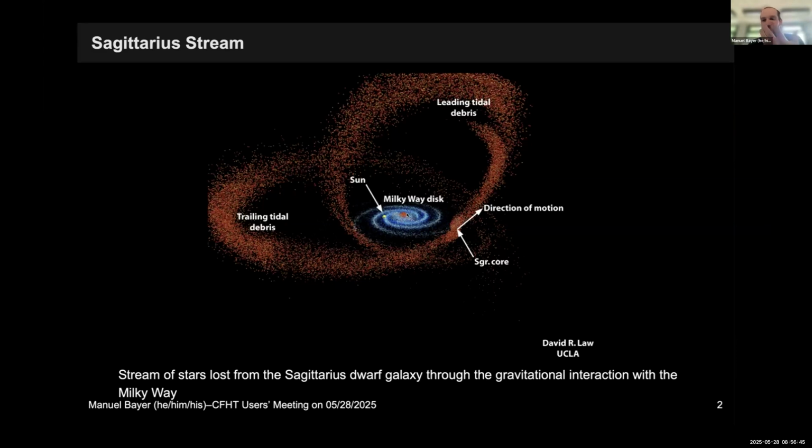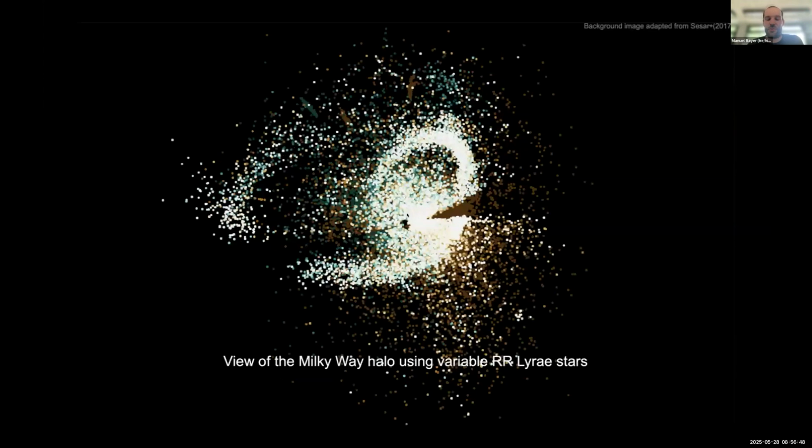Now going back to the image that I have just shown, this is actually a view of the Milky Way halo using variable RR Lyrae stars. RR Lyrae stars are really excellent stellar tracers to map the halo of the Milky Way to large distances. In this image, the different dots are colored based on how likely these RR Lyrae stars are part of the Sagittarius stream. White basically means very likely part of the stream, and the other colors, like brownish or bluish, mean they're probably not part of it.